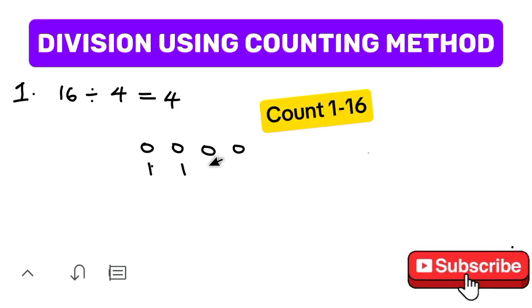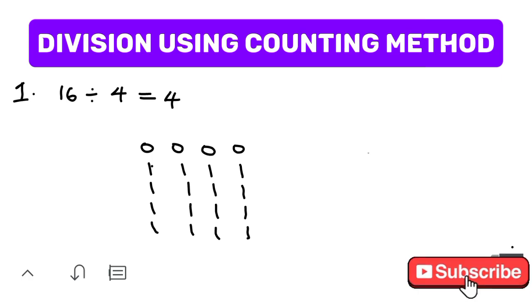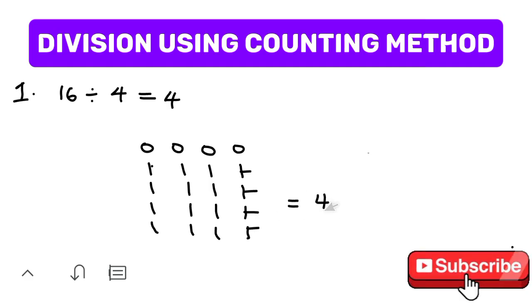1, 2, 3, up to 16. So how many does each head have? So we count 1, 2, 3, 4. Therefore, 16 divided by 4, you still have 4. So you either choose the first method or the second method.